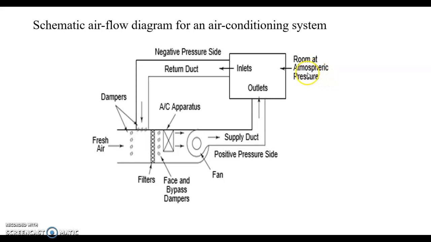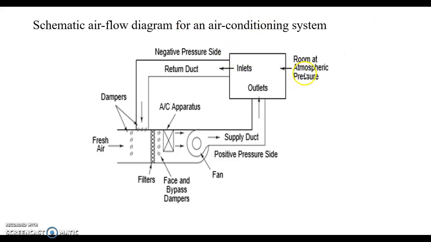The air enters the return duct through the inlet from the room. The pressure of the air decreases in the flow direction, and the air reaches the fan. The fan raises the pressure of the air. Then the air flows through the outlets to the room. So this is the simple airflow diagram of an air conditioning system.